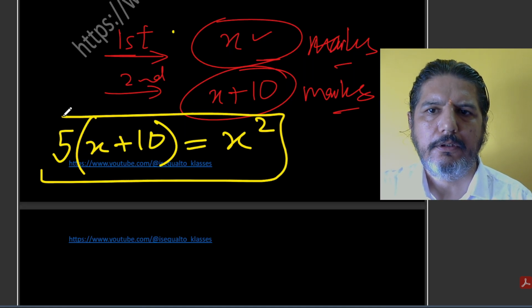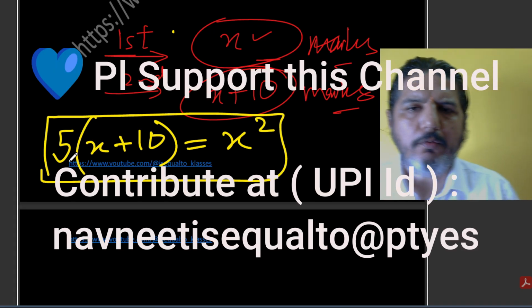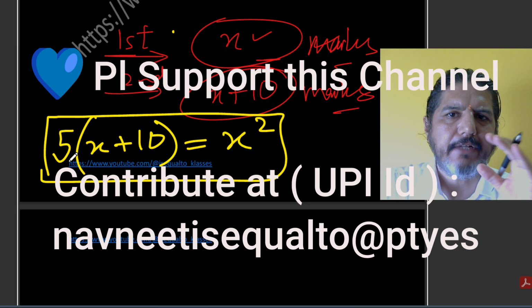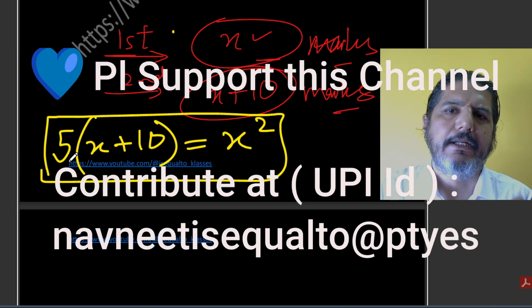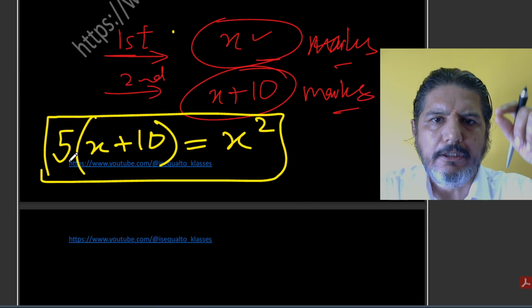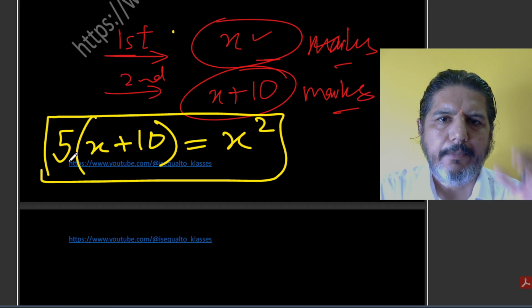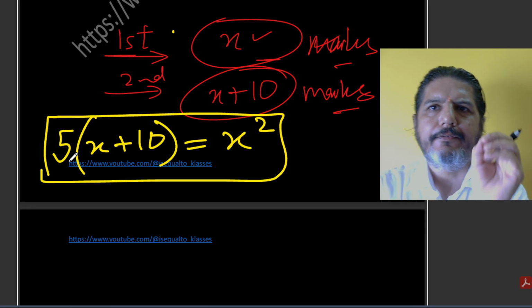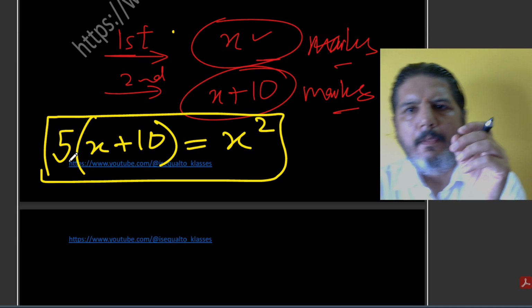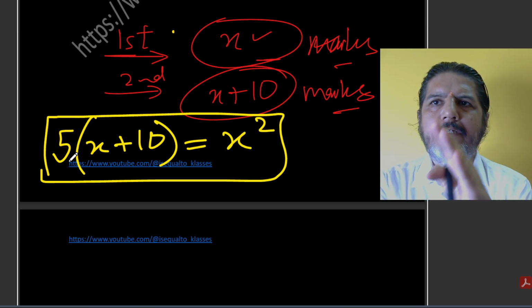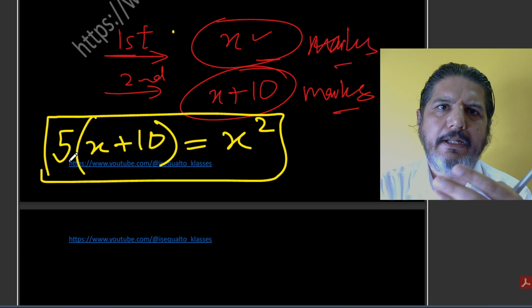I hope this is clear. So in the second line, what we understand is that if we take 5 times the score in the second test, that will be equal to the square of the score in the first test. So basically, whenever you find difficulty, try to translate it as closely as possible in terms of maths.